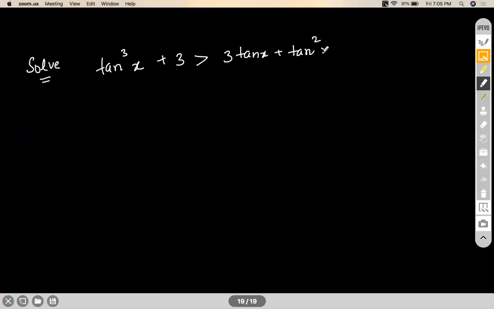Let's do this one. Let's take tan this time. We have not taken tan x for a while now. So tan cube x plus 3 is greater than 3 tan x plus tan square x. Try this out.